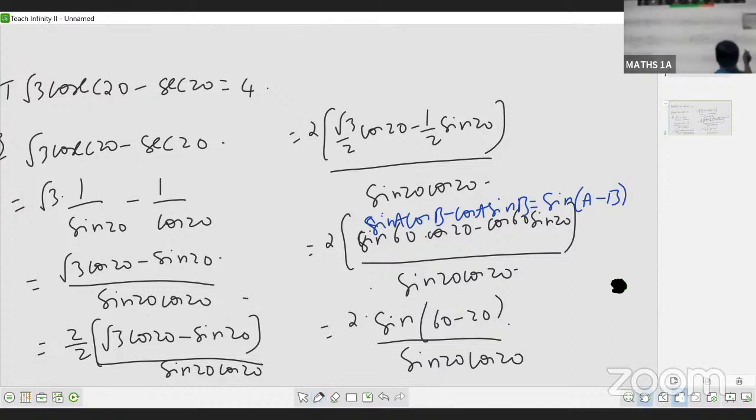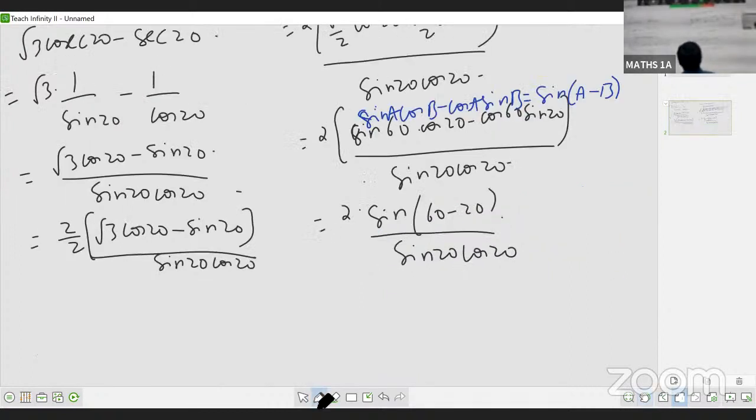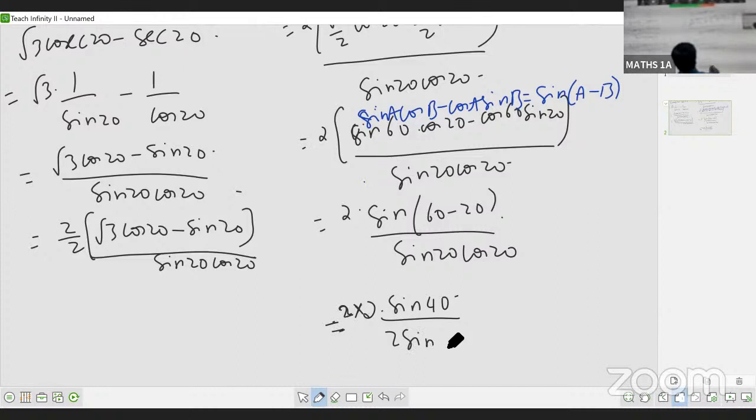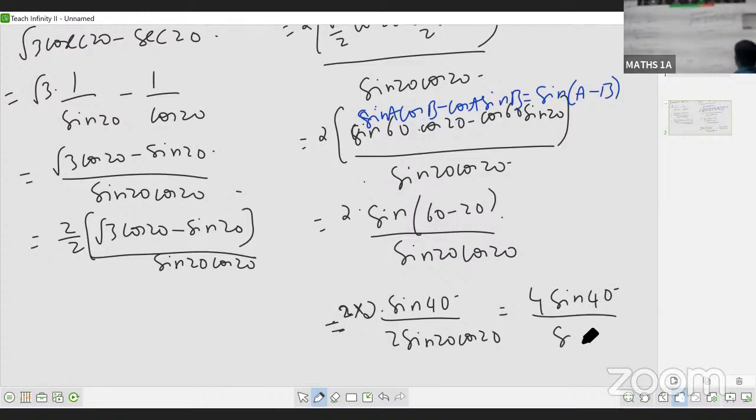Correct? That is equal to 2 into sine 40 by, multiply and divide with 2, that is 2 into 2 sine 20 cos 20, that is 4 sine 40. Now again 2 sine theta cos theta is sine 2 theta, sine 40, both get cancelled. Here what you got is 4. Is it clear?